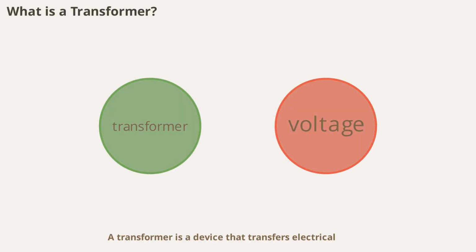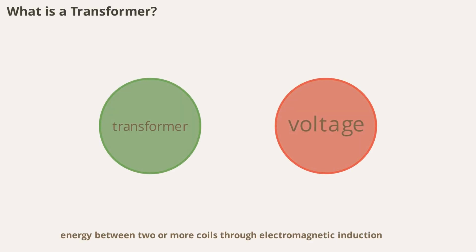A transformer is a device that transfers electrical energy between two or more coils through electromagnetic induction. It can increase or decrease voltage levels, making it essential for efficient power transmission. Transformers are found in nearly every electrical grid, allowing electricity generated at power plants to be transmitted over long distances and then stepped down for safe use in homes and businesses.